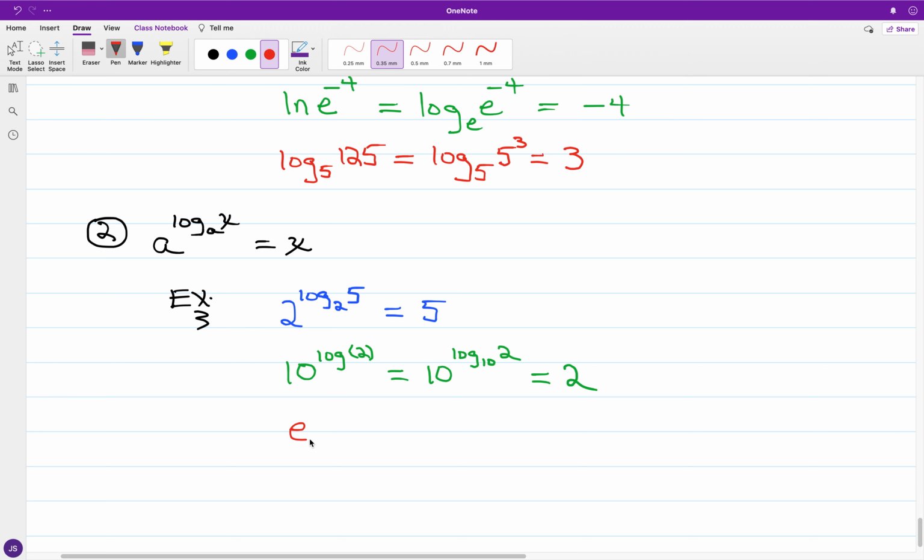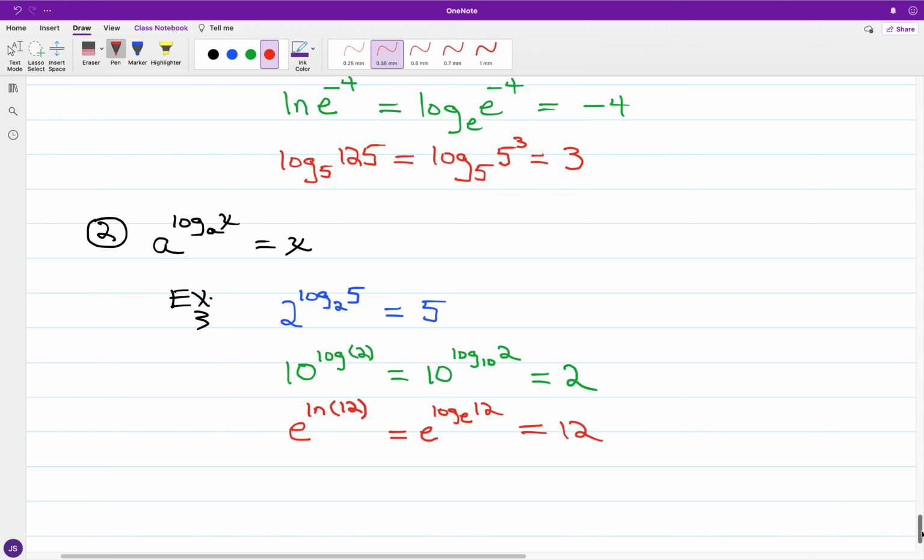And if I have something like e to the natural logarithm of 12, so e to the ln of 12. Again, you've got your exponential base at e. Now natural logarithm is a logarithm in the base e. So you're looking at e to the base e logarithm of 12. If you notice, a is at e, and your x is going to be the result in this case, which is 12.